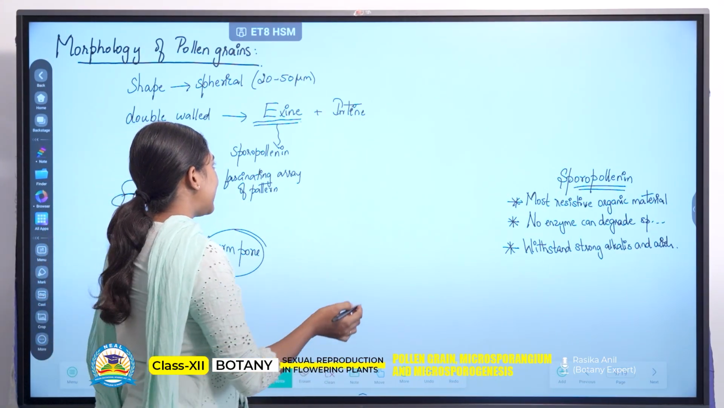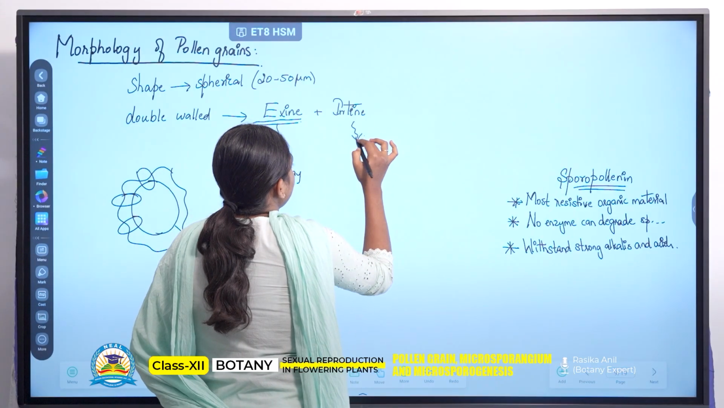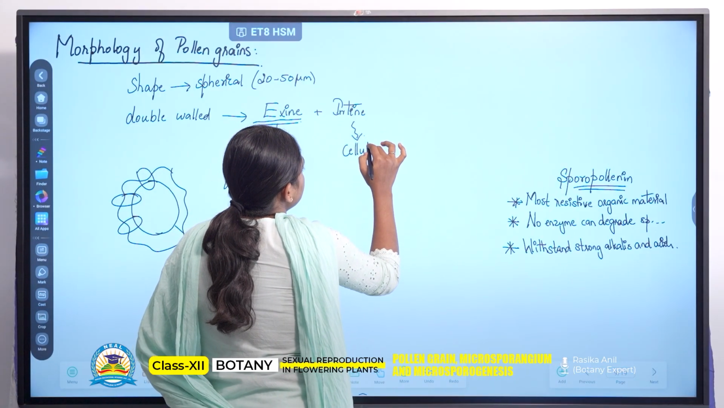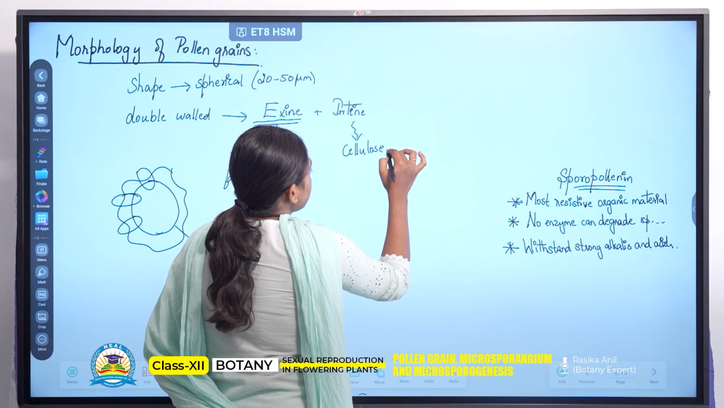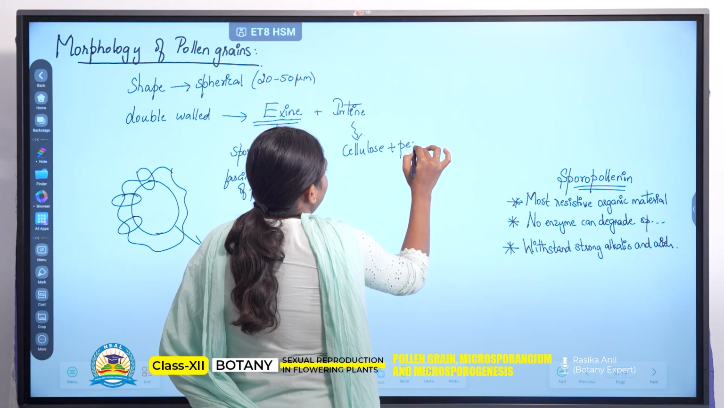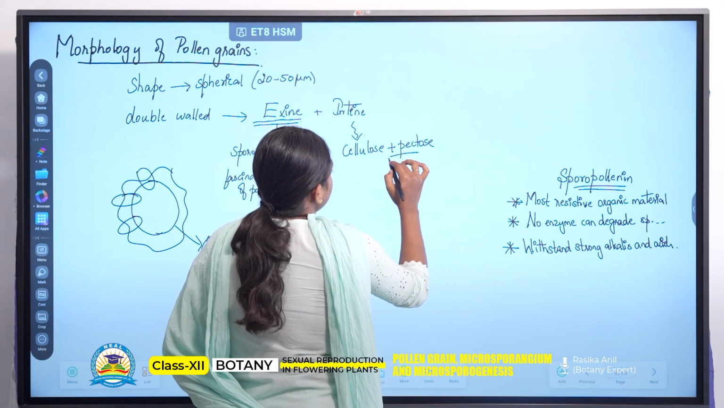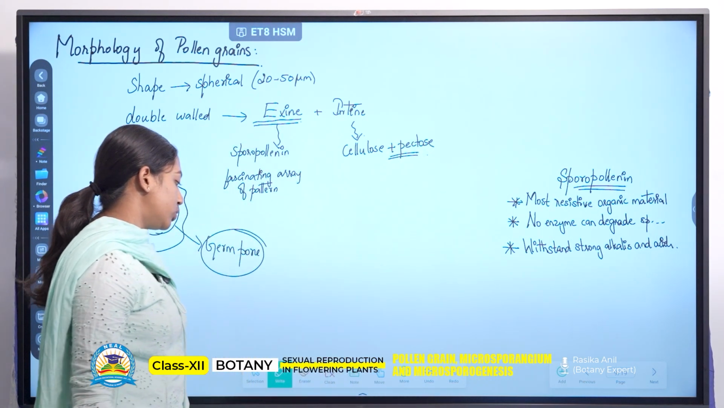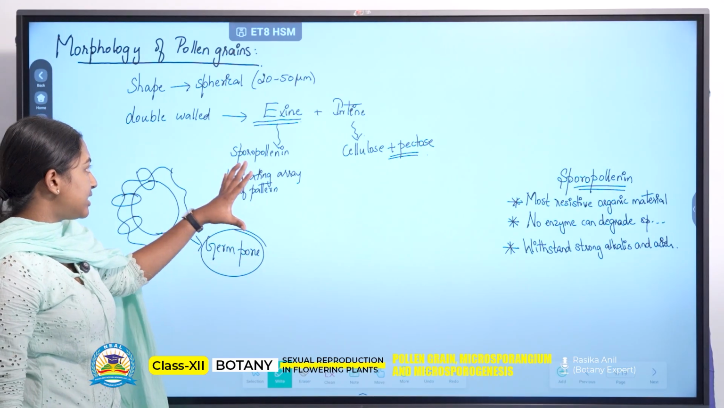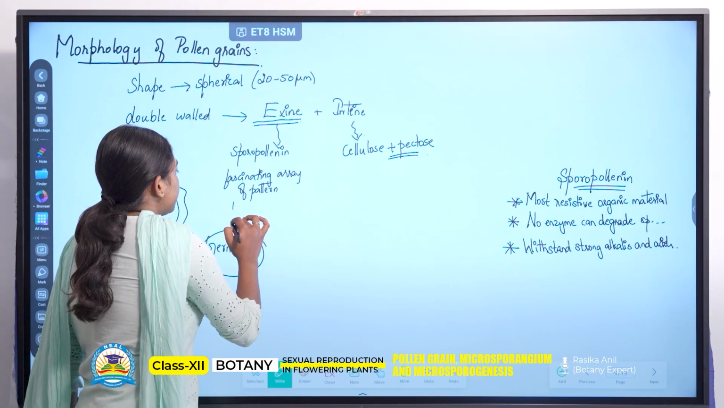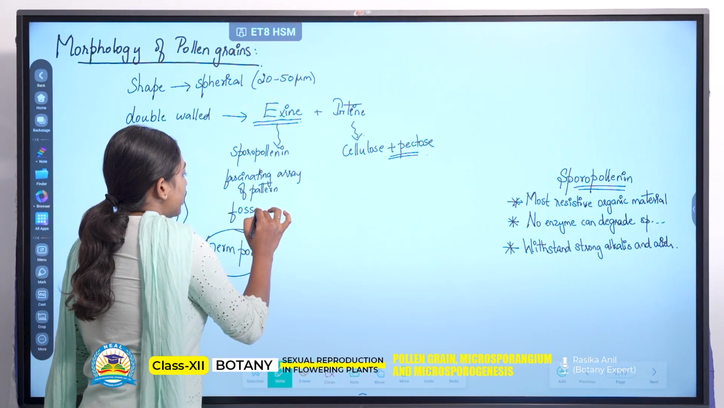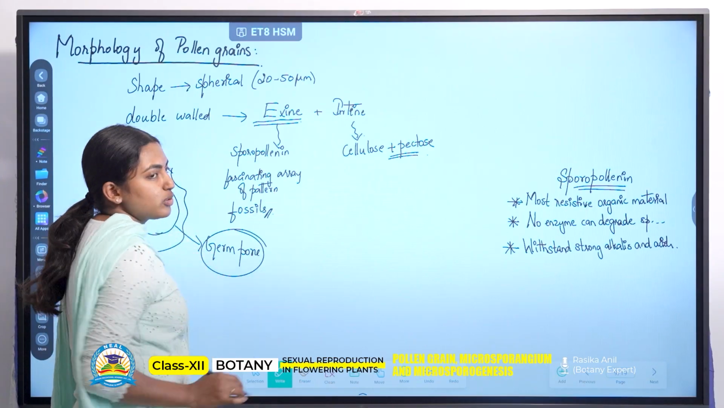Now let's talk about intine. I'll just tell you what intine is made up of. Intine is made up of simply cellulose, like any other plant, cellulose and pectose. That's all, right? Cellulose and pectose. And this is the very reason why exine is preserved as fossils. What is the reason? Because of the presence of sporopollenin.